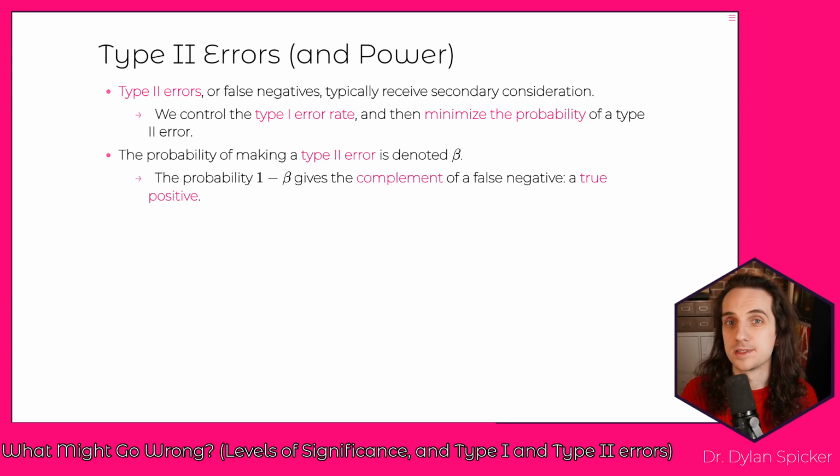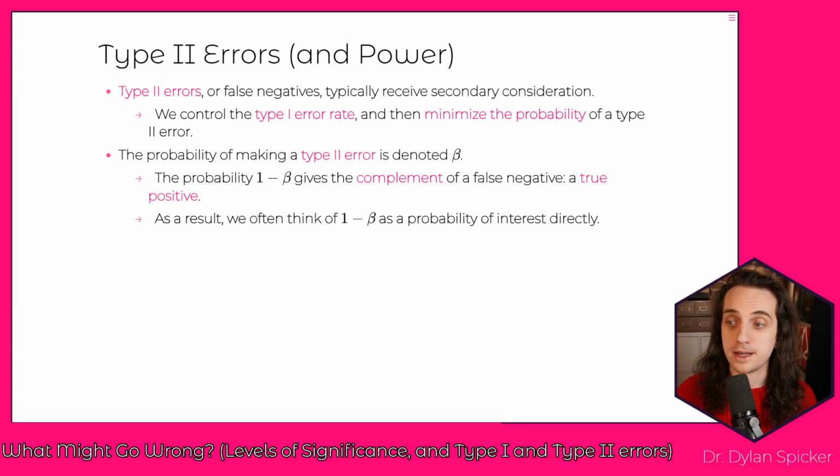And oftentimes, instead of thinking about beta directly, we're actually going to think about 1 minus beta, right? And so the complement probability. And if we're thinking about, well, what's the complement of a false negative? The complement of a false negative is a true positive, okay? And so as a result, 1 minus beta is going to be the probability that we reject the null hypothesis when the null hypothesis is actually false, right? So we've done a true rejection of the null hypothesis. And in some sense, that's the probability that we care the most about in our hypothesis testing. What is the probability that we find a result that we say, you know, the null is not actually true here, right? We've rejected the null and we are right.